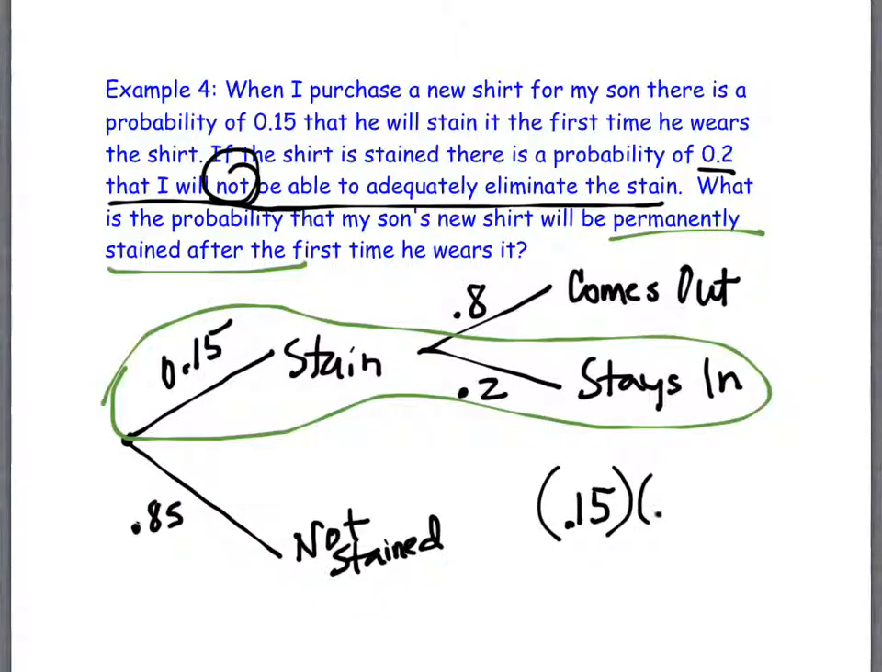You multiply 0.15 times 0.2 and we get 0.03, which is actually only a 3% chance. I'm quite certain that these were made up probabilities. There's no way that that's for real. Any questions on this one?